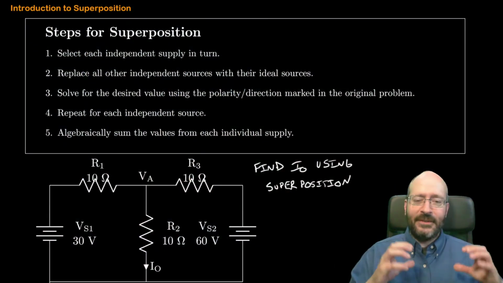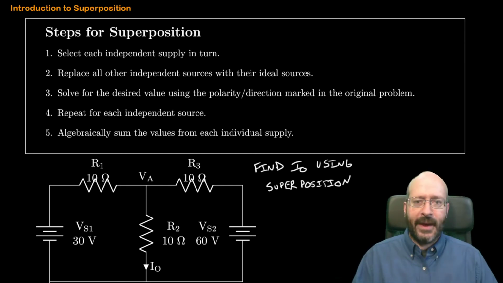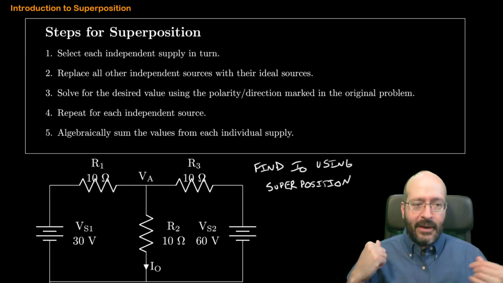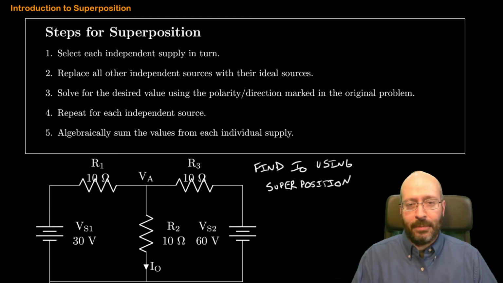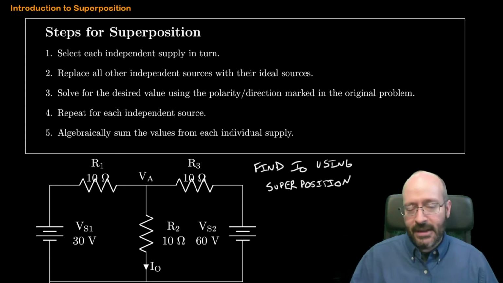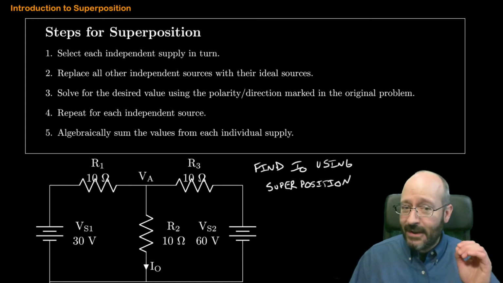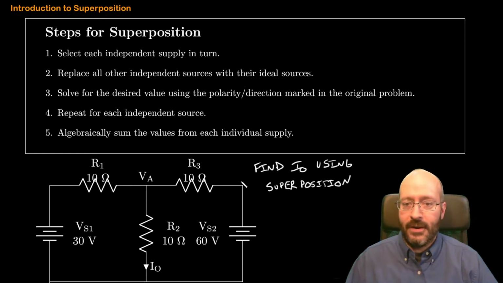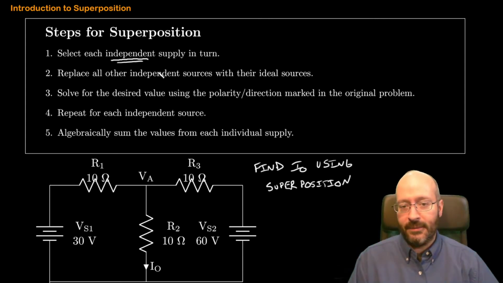I know students get stuck, and maybe you do, on what are the steps? Okay, so here are the steps, but there's a lot of variation on how these steps are applied. So we need a lot of examples and we need a lot of experience applying these steps. But for starters, let's look at these 5 steps. We're going to take each independent supply in turn, and that word independent is there for a reason. We'll deal with dependent supplies in a bit, but I want to emphasize that word.